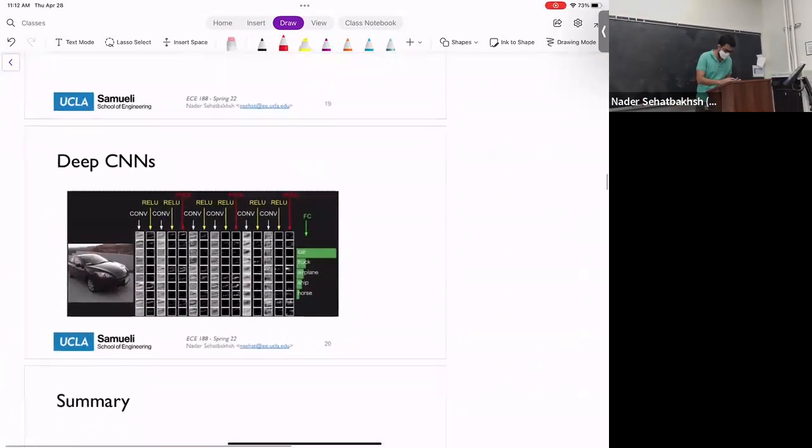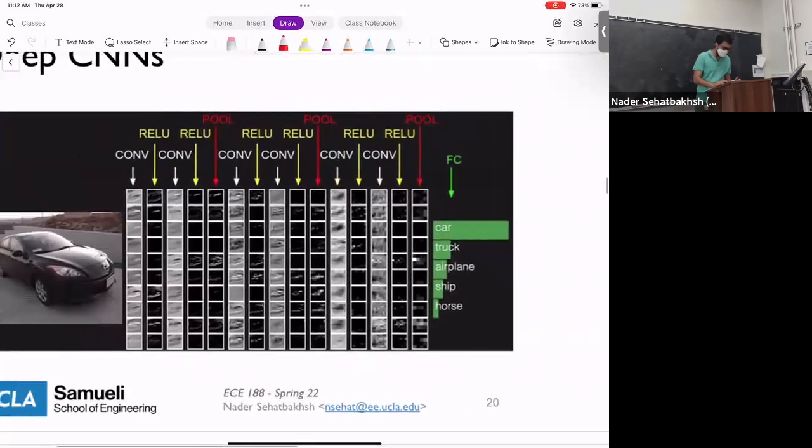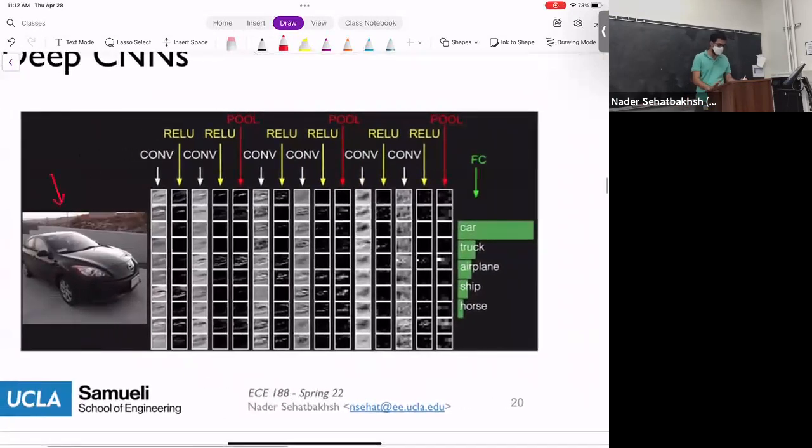So let me show you first this. Basically, if this is the image of the car, usually it goes through a normal neural network, then maybe some ReLU, then another network, some ReLU, sometimes max pooling, and so on and so forth, until you reach your final layer, which is the classification layer.